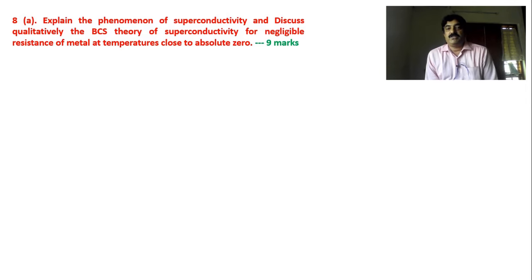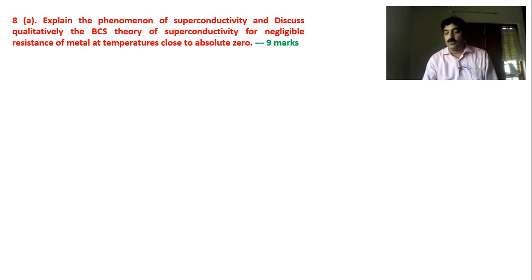So this is the continuation of model question paper discussion for module number 4. Already I have discussed 7 questions, 7A, B, C. Now comes question number 8, 8A. Explain the phenomena of superconductivity and discuss qualitatively the BCS theory of superconductivity for negligible resistance of metal at temperature close to absolute zero. The question appears to be very lengthy, but overall summary is this. You have to explain what is superconductivity and give a brief account of BCS theory.